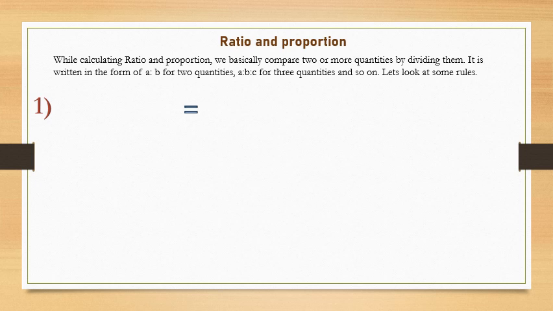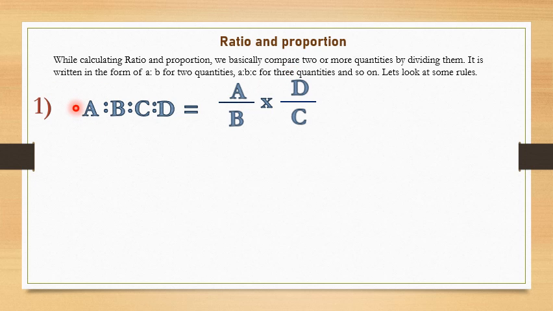The first rule says that if A is to B is to C is to D, then that will mean A by B into D by C. So here what happened is the last two elements have got inverted and multiplied by the first two elements. So A is to B is as it is, that is A divided by B, and C is to D became inverted, it became D by C and got multiplied by A is to B.